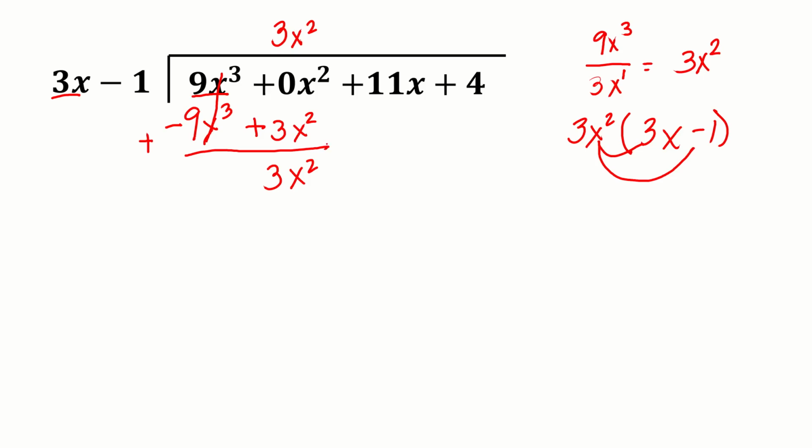So after mag-subtract, next is to bring down the next term. Ang next term po natin ay si positive 11x. So bring down plus 11x. So we will have, again, ito na yung bagong dividend, grade 11. So yung bagong dividend, i-divide ulit doon sa divisor. So 3x squared divided by 3x.